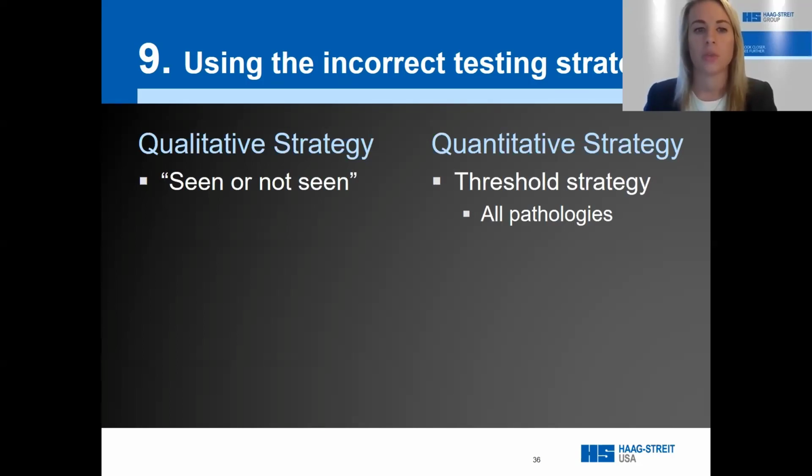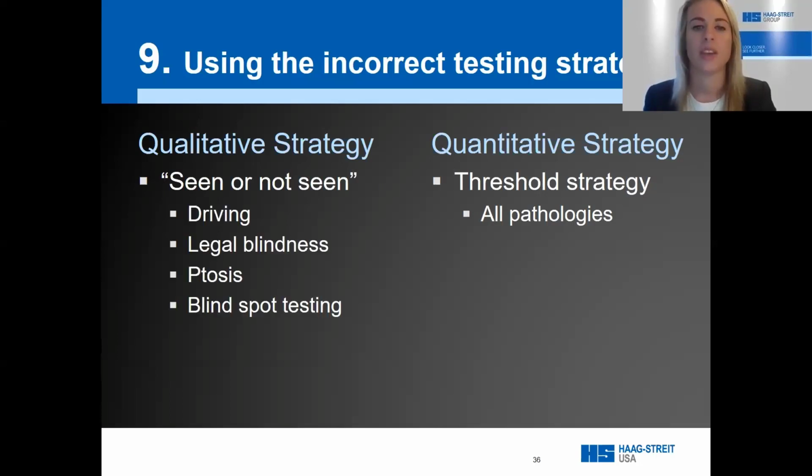When can we use a qualitative strategy then? This type of field is best if running a static field for driving test, legal blindness, ptosis, as we talked about before, and also blind spot testing. Keep in mind, each of these types of fields can also be run with kinetic testing.